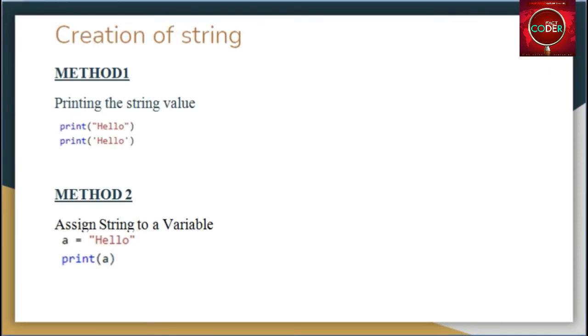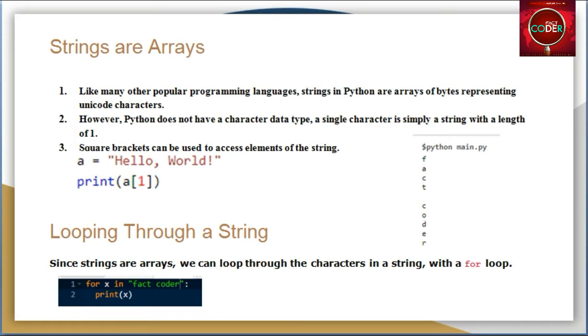So let's start with creation of a string. There are two methods to create a string. One is directly printing the value of a string by using the print statement. Second is assigning a variable a value of string which needs to be printed. Strings are arrays. Like many other popular programming languages, strings in Python are arrays of bytes representing Unicode characters.